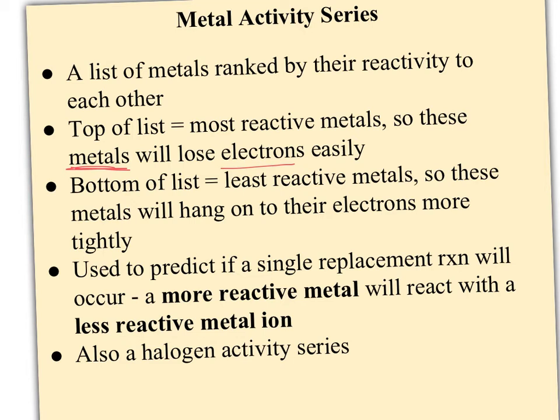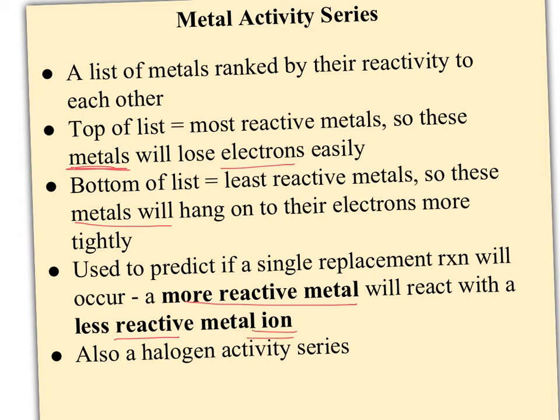The bottom of the list is going to be the least reactive metals. And you maybe haven't thought about this, but these are things like gold, silver, and copper, which are highly prized because they don't react. Those metals hang on to their electrons more tightly. In other words, they remain metals. So it can be used to predict if a single replacement reaction will occur. Predicting double replacement is a little more complicated. But with single replacement, a more reactive metal will react with the less reactive metal ion.